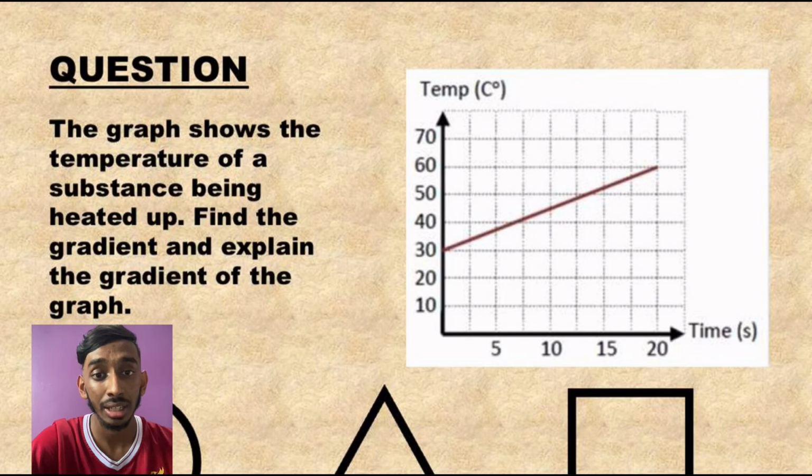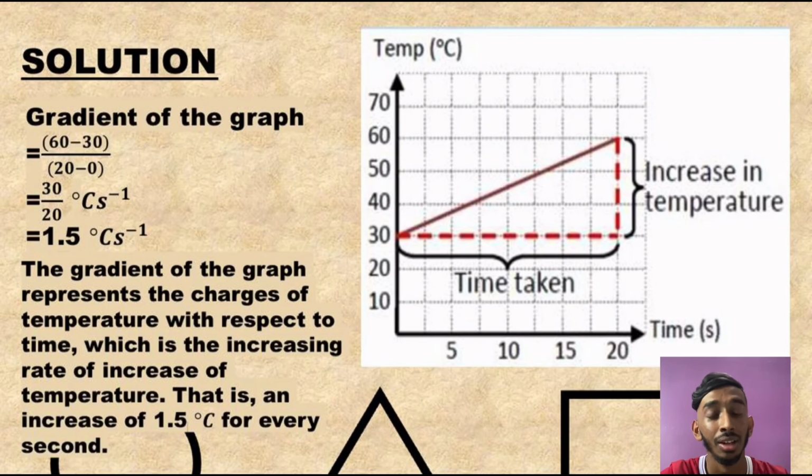For the first question, the graph shows the temperature of a substance being heated up. Find the gradient and explain the gradient of the graph. For this question, you need to draw the graph. Firstly, you must make a table. This table is to find the value of y, because in the question you are already given the value of x, which is negative 2 until 4.